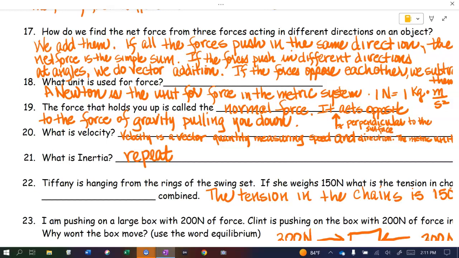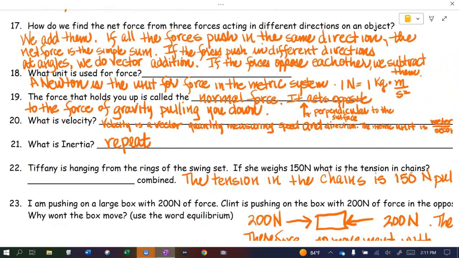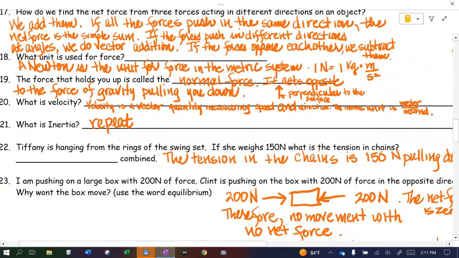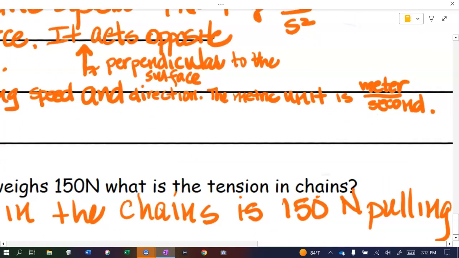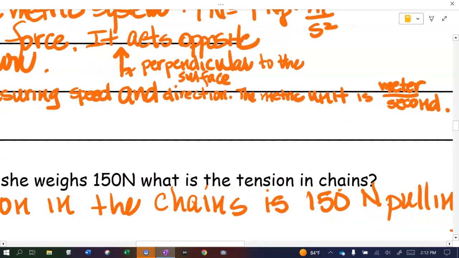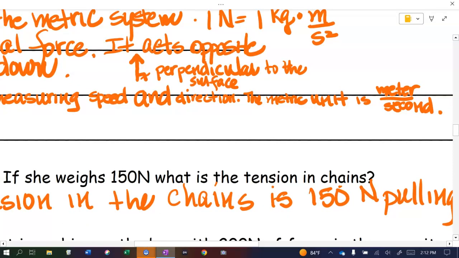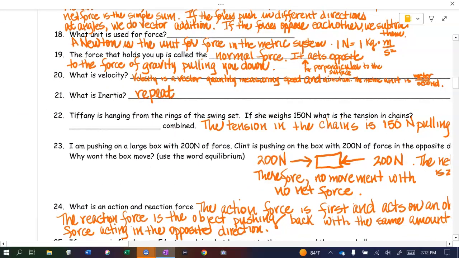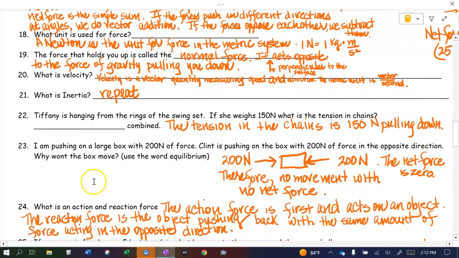What is velocity? Well, it's a vector quantity measuring speed and direction. The variable is V. The metric unit is meter per second. That was a repeat question.